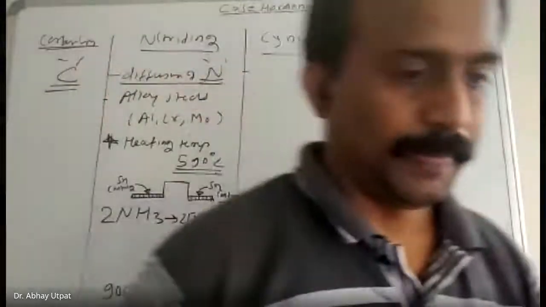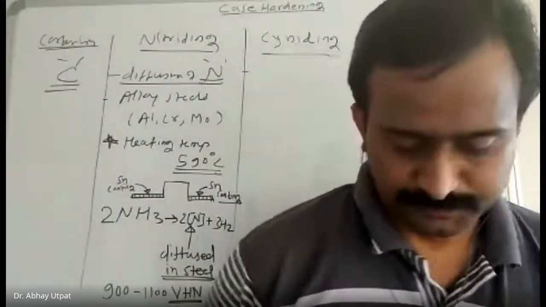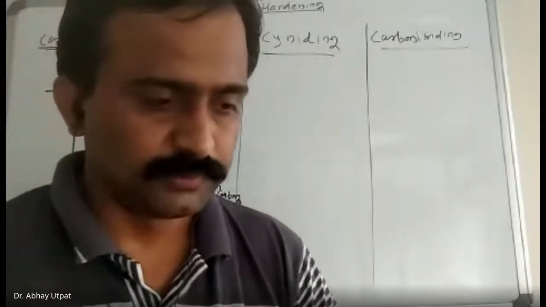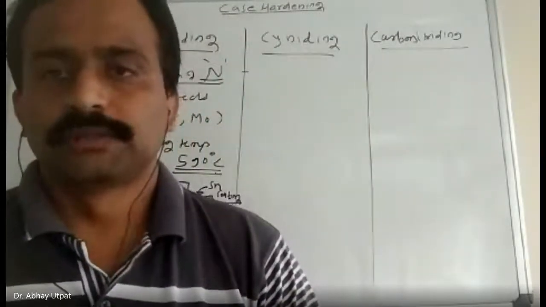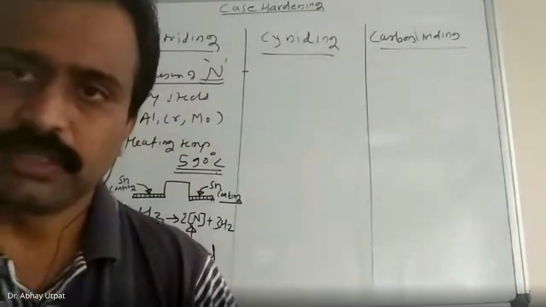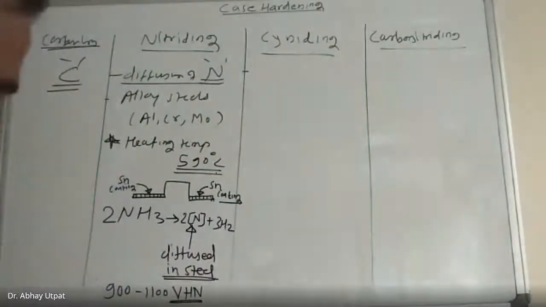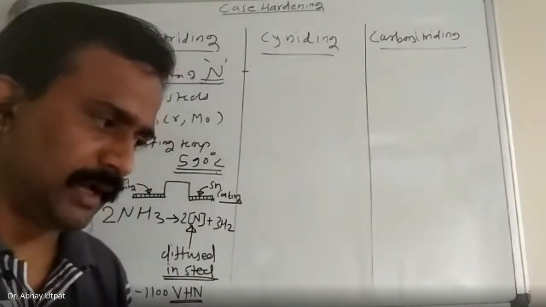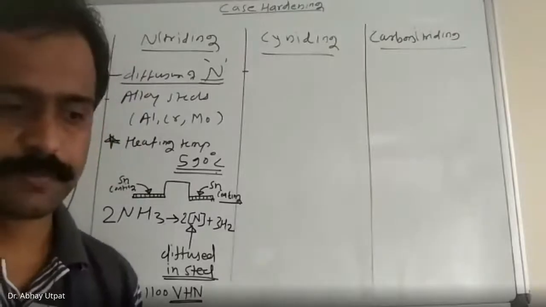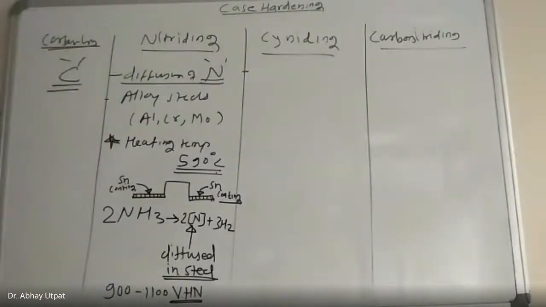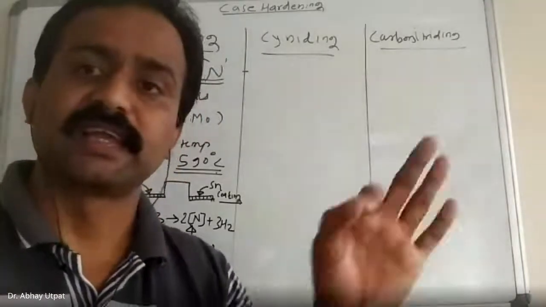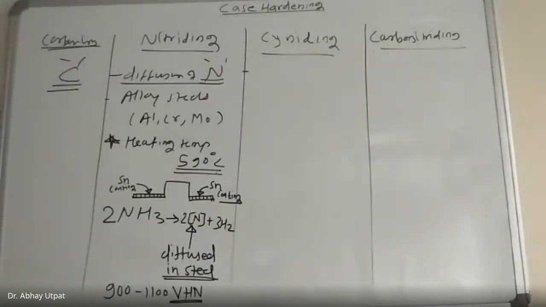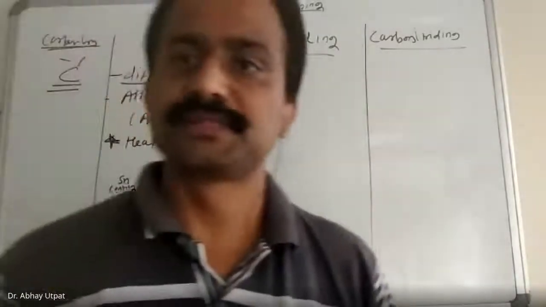Write down. It consists of diffusion of both nitrogen and carbon into the surface of steel in a liquid heating environment. Liquid heating environment means in a salt bath furnace.